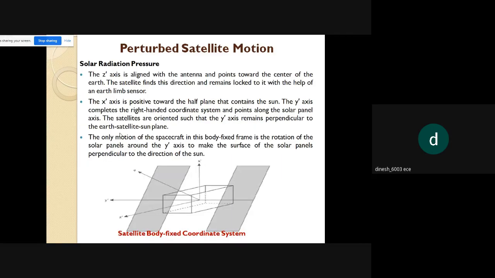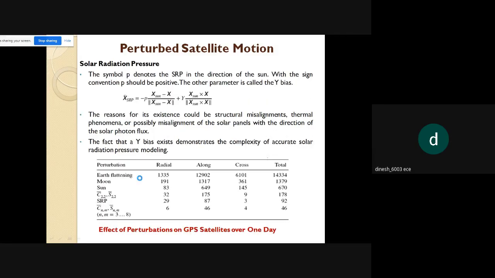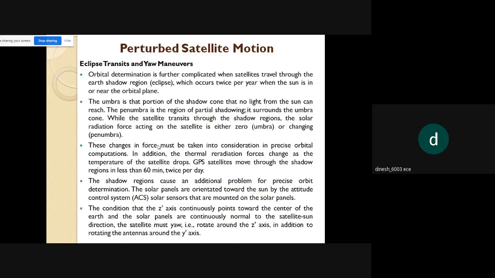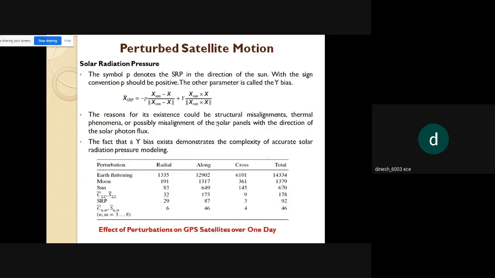Okay. So what is this SRP? Solar radiation pressure is that. So this is a diagram for the x-axis, y-axis, and z-axis, corresponding propagation along C. You can find the table also for C. Radial crossings.